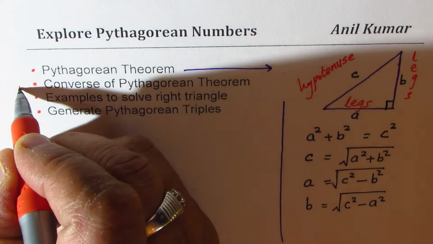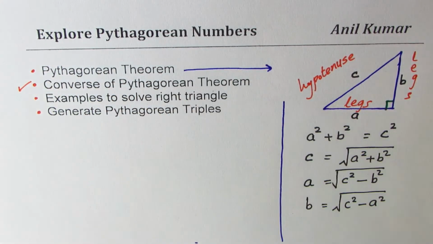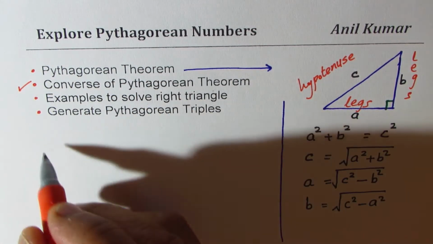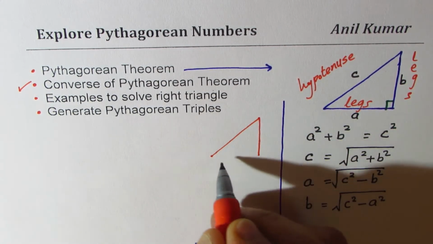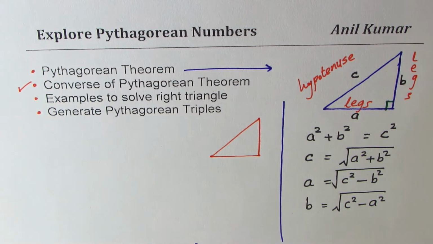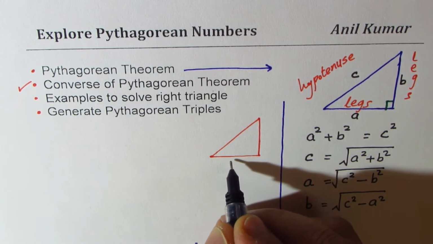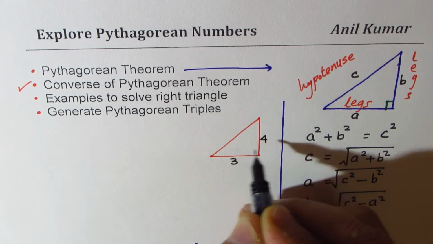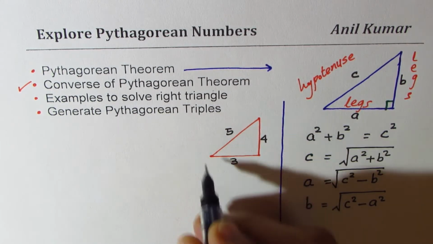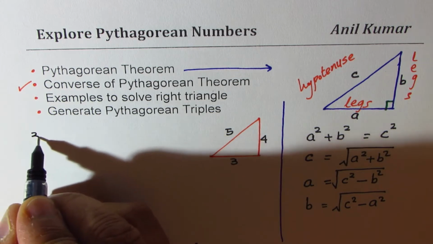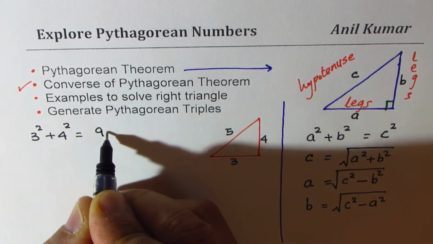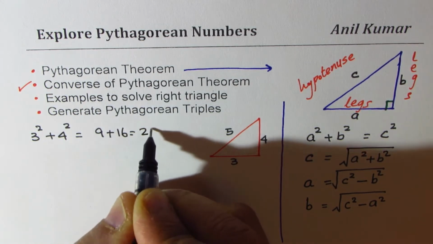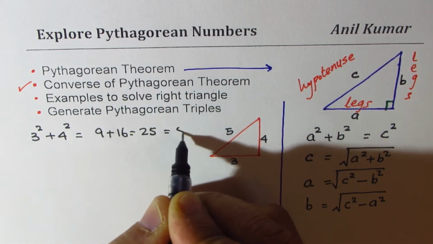Now this is a very important statement which is the converse of Pythagorean theorem. It says that if I have a triangle, let me make a triangle here, and let's say the sides of this triangle are 3, 4 and 5. Very simple numbers to work with. Then what do we figure out? We say that 3 square plus 4 square is equal to 9 plus 16, which is 25. And that is same as 5 square.